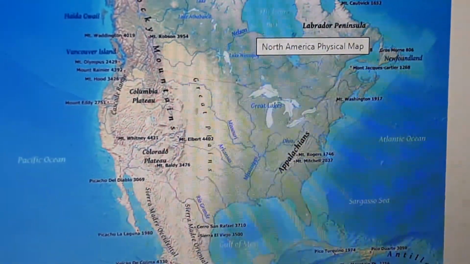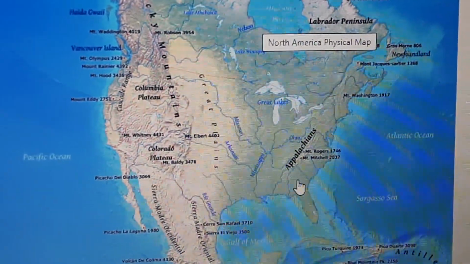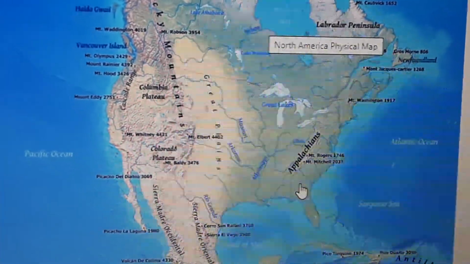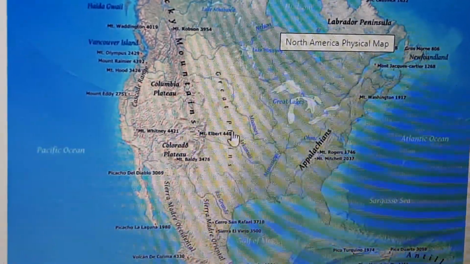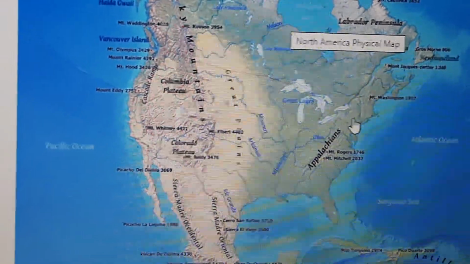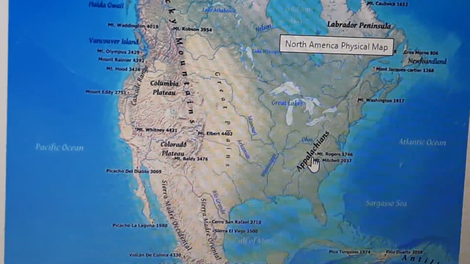We have done the Western Cordilleras. Now today we are going to do the Appalachian Mountains. The Appalachian Mountains are also called the Eastern Highlands as they are situated towards the eastern side. The Appalachians are old fold mountains which were once very high.